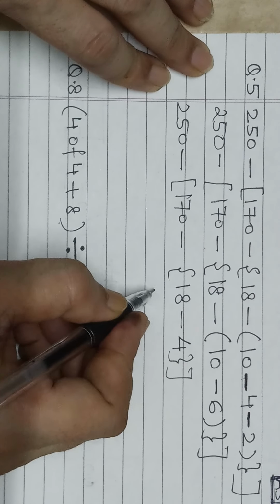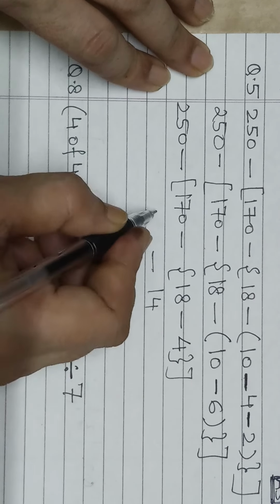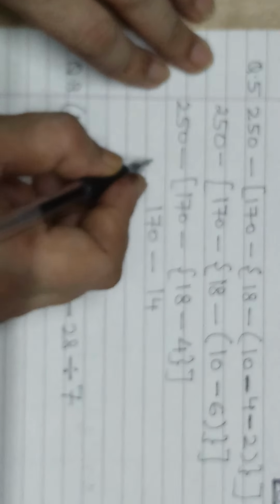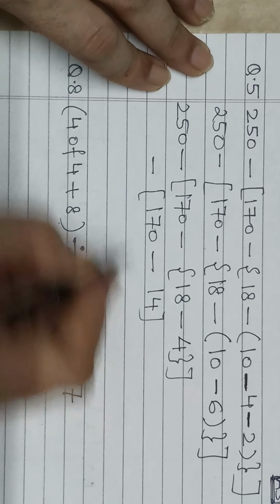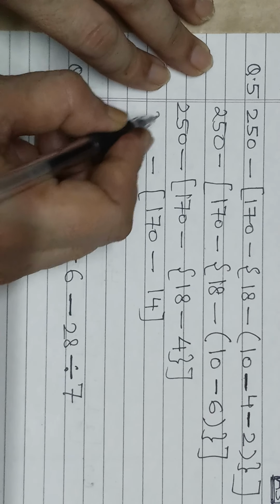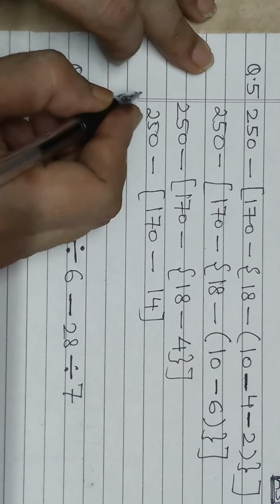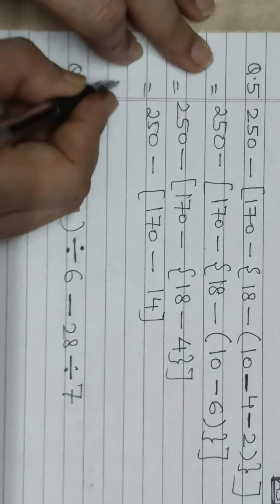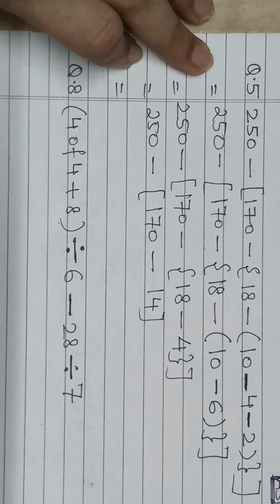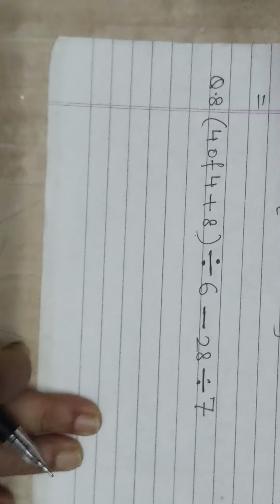Next is 18 minus 4 is 14. From here we got 170, and we have this bracket 250 minus. So now I think you will be able to solve the last step. I am leaving it for you.